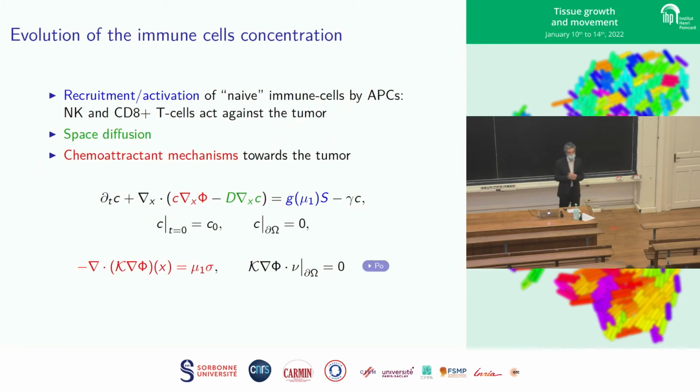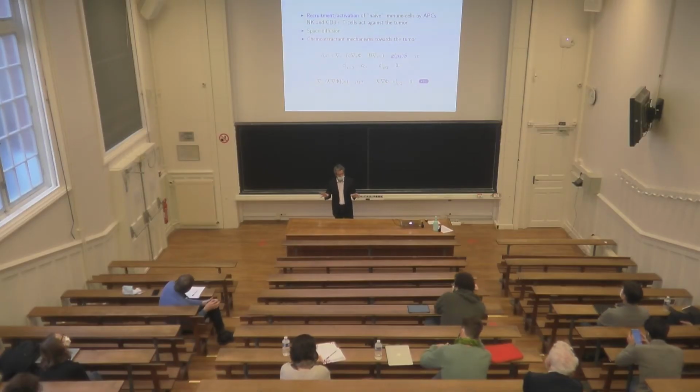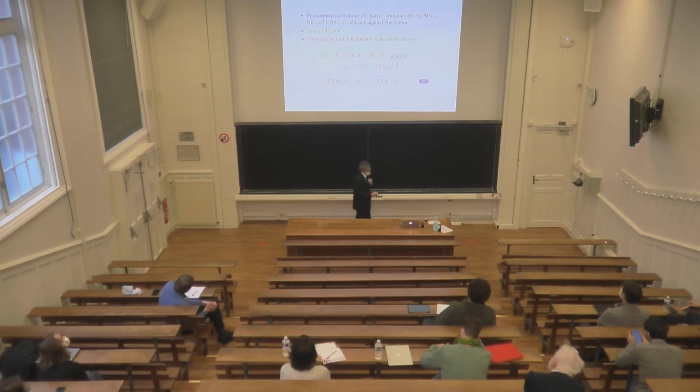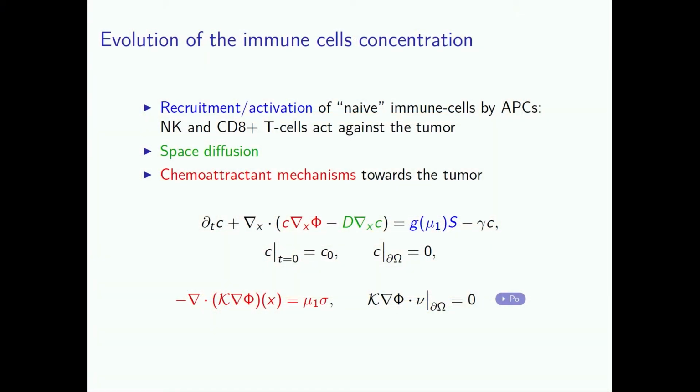Now let's switch to the other population I'm interested in, the population of immune cells, denoted C of t and x, which is structured by space. You have several mechanisms that drive the evolution of this quantity. The first one is, as I told you, that you have a reservoir of immune cells which are inactive, in a naive state, and they need to be activated by the presence of the tumor. These immune cells are the natural killers or CD8 plus T cells, for instance. They need to be activated to be able to fight against the tumor. So in the right-hand side of the equation, you have a source term. This describes the reservoir that could be located in specific spots. The activation depends on the total mass of the tumor, mu1, through a certain function g.